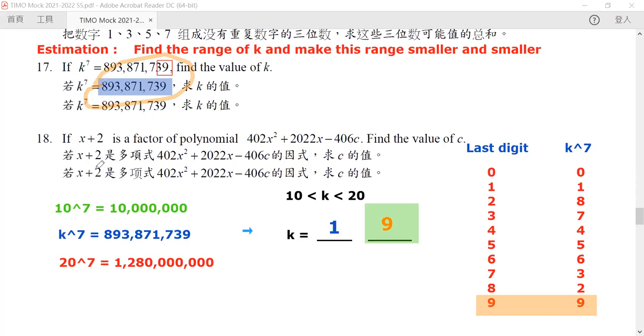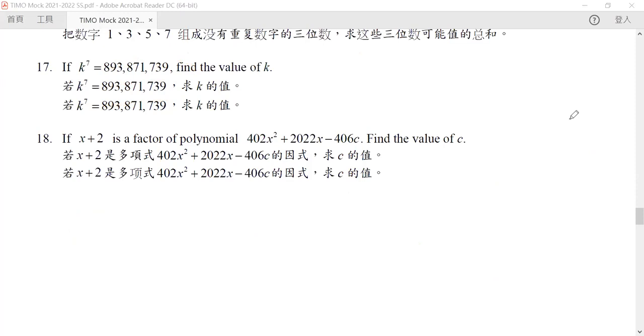Is there a question? If not, then now let's go to question 18. Question 18 is a problem about the factor theorem. The factor theorem is very simple. In fact, it is very trivial to state, but it's very, very useful.